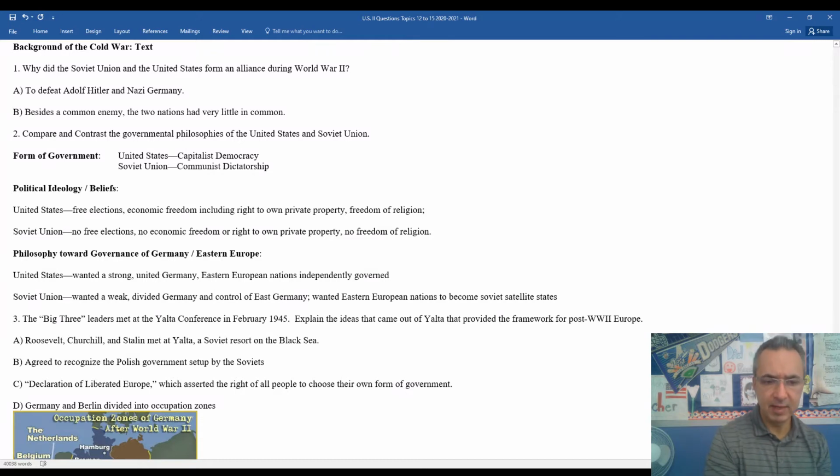Two, compare and contrast the two government philosophies. Two forms of government. We have the United States, a capitalistic democracy or democratic republic, and the Soviet Union, which is a communist dictatorship led by Stalin at this point in time. I'm going to add that in there for you.